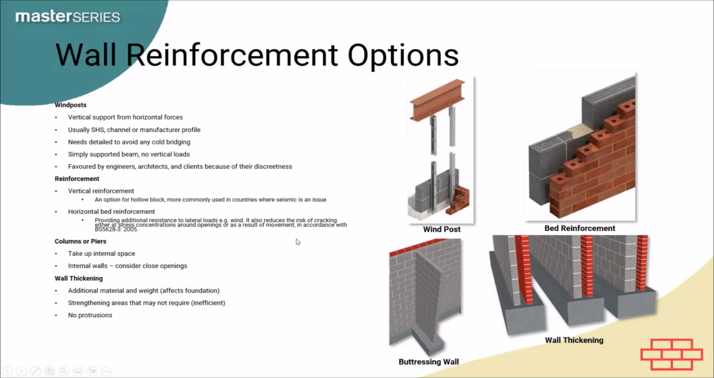So before we get into the design, I'll introduce the options for reinforcing the wall to resist lateral loads. Wind posts are usually the favorite option, and they're introduced to provide intermediate support to a wall panel and give it resistance from horizontal forces, and in our case, wind. They usually come in the form of an SHS or a channel, or even manufacturer-designed profiles, something that can be discreetly introduced into the wall without encroaching beyond the internal face. And it's key to avoid creating a cold bridge between the outer and inner leaf.